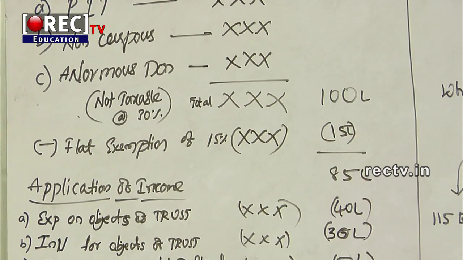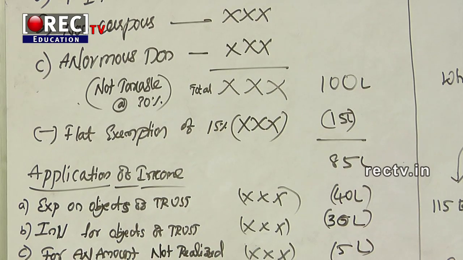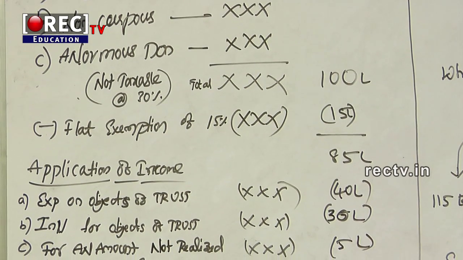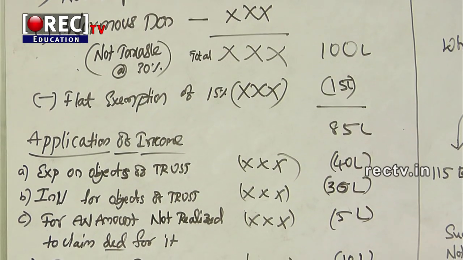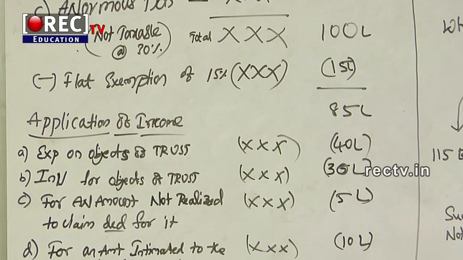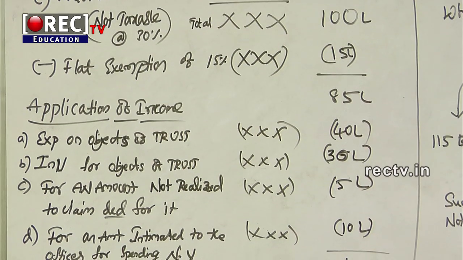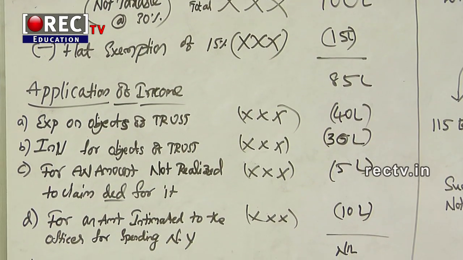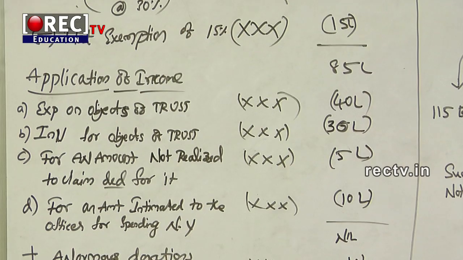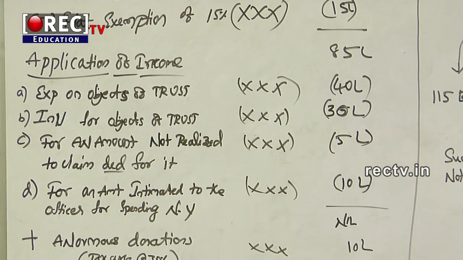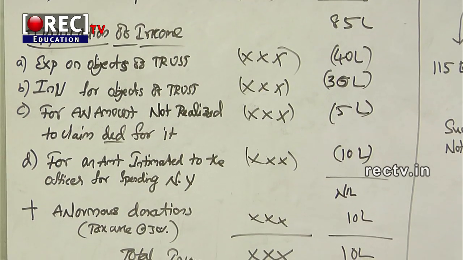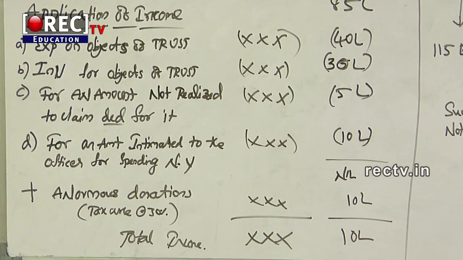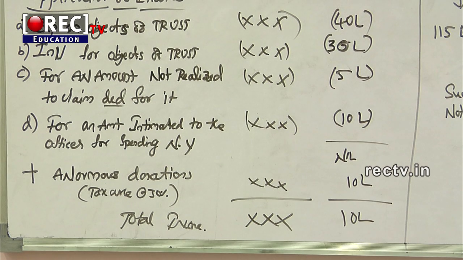After that, expenditure, that is application of income. A, expenditure on object of trust. Here expenditure may be revenue or capital expenditure, and should be deducted from source of income. And next, B, investment for object of trust, and the trust also includes investment for its own objective, so it should also be deducted from the income.